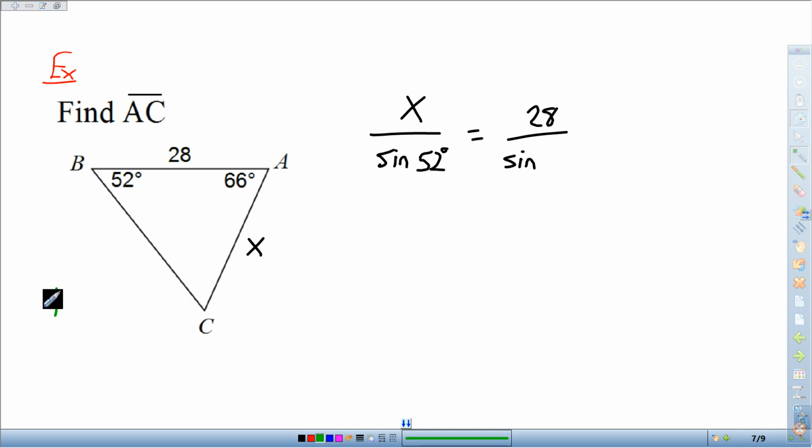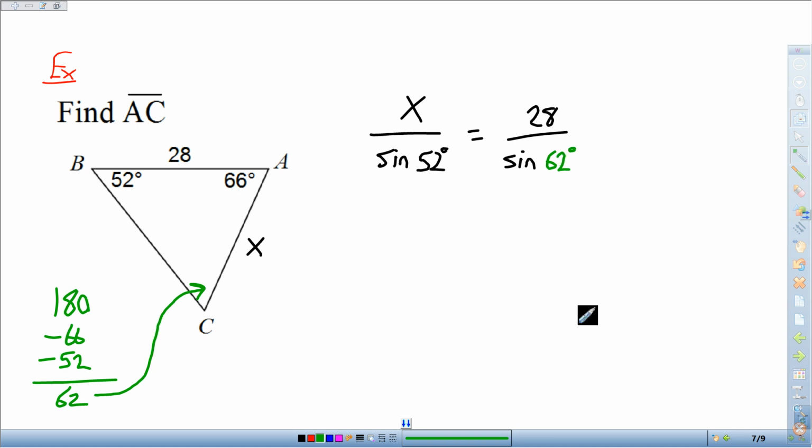Okay, so it's worth showing in your notes. We're taking 180, we're subtracting 66 and 52, and we're getting this missing angle. So 180 minus 66 minus 52 looks like 62 degrees. So in your notes, show yourself that angle is 62, and that's why up here we're using that 62 degree angle. That's the only difference on these problems. They're not giving us some of the opposite angles from the side lengths we're using, but we can find them. So yeah, that's the process.